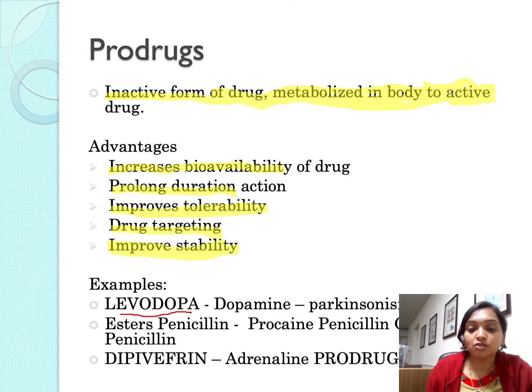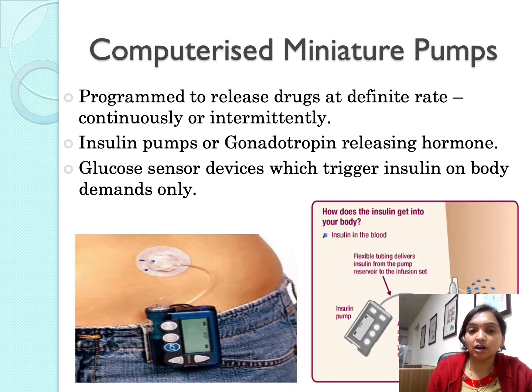Likewise, we have esters of penicillin, that is procaine penicillin G and all that, an antibiotic penicillin, and this is dipivefrin, which is an adrenaline prodrug which is used in case of glaucoma. You have many other examples of prodrug.